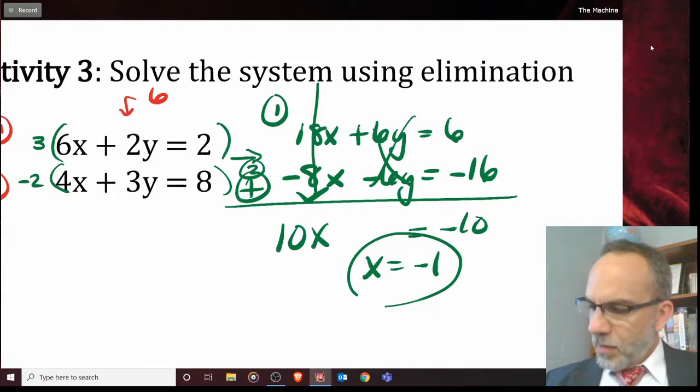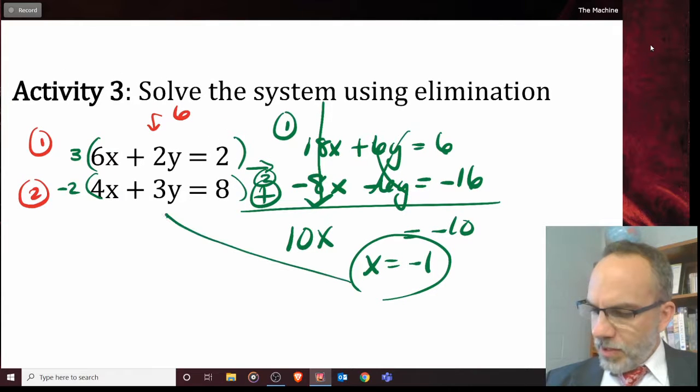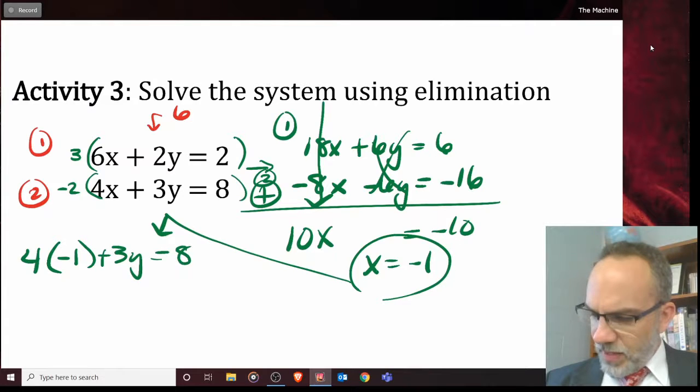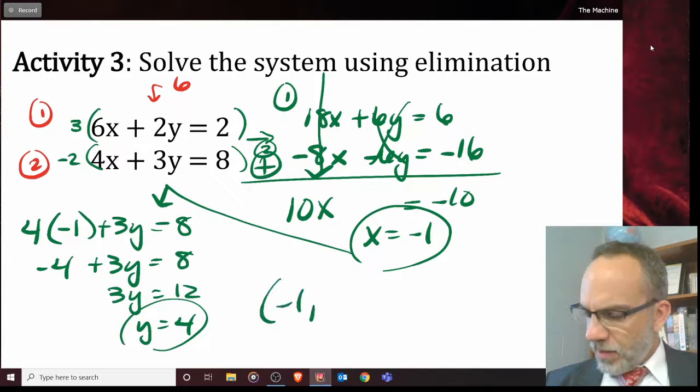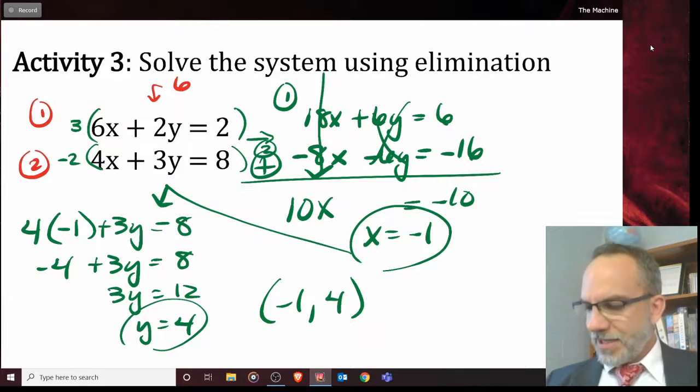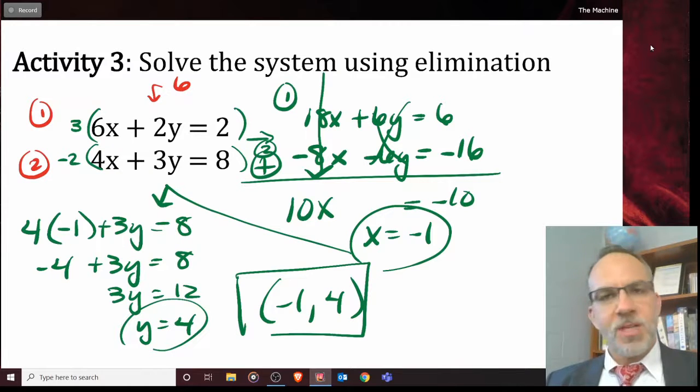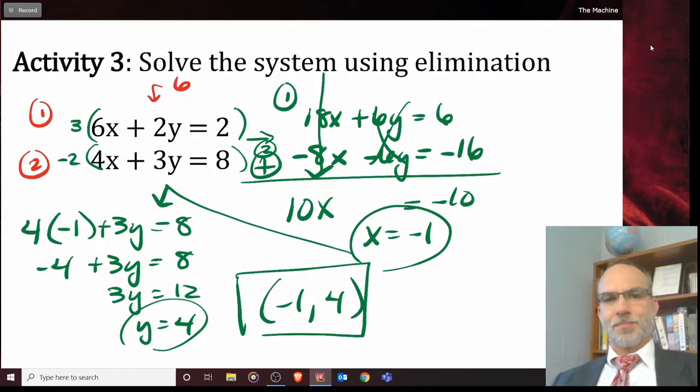There we go. Now I'll come back over here to do some work. I'll use equation number 2. Equation number 2 was 4 times the x, but the x I know now is negative 1, plus 3y is equal to 8, and so then it's going to be negative 4 plus 3y is equal to 8. Add 4, 3y is equal to 12, and so y then is equal to 4. Put my pieces together, negative 1 and 4. Nice. Okay, sometimes you got to multiply both of them and include a negative sign.